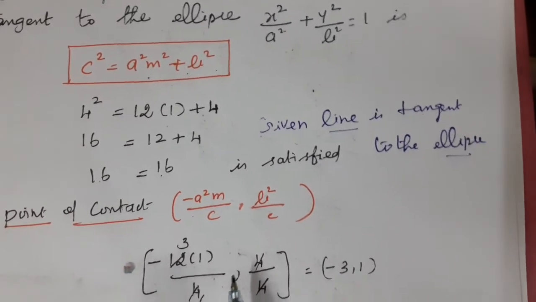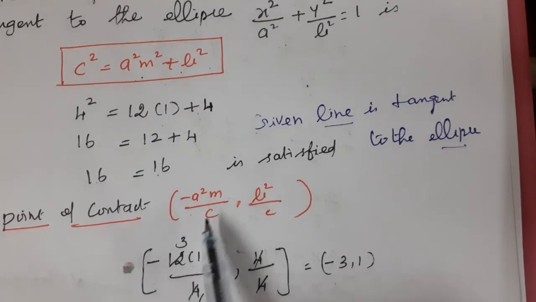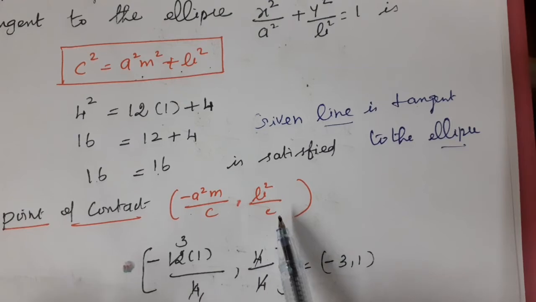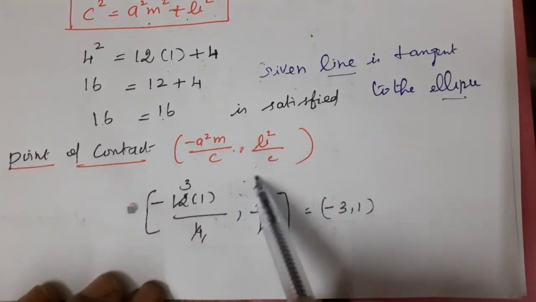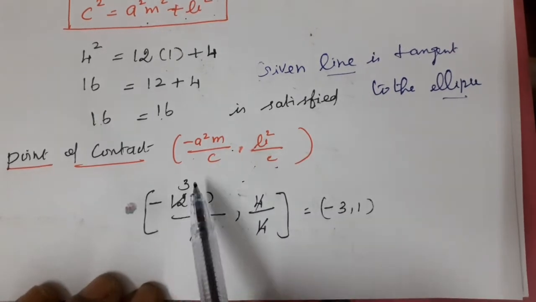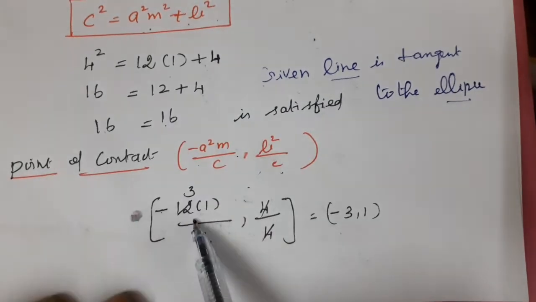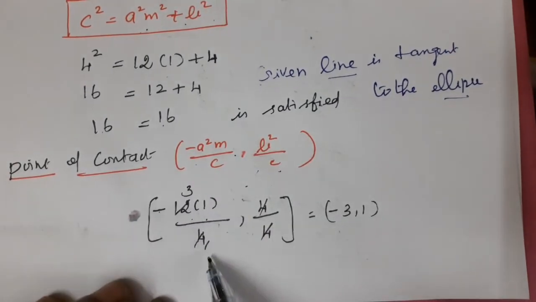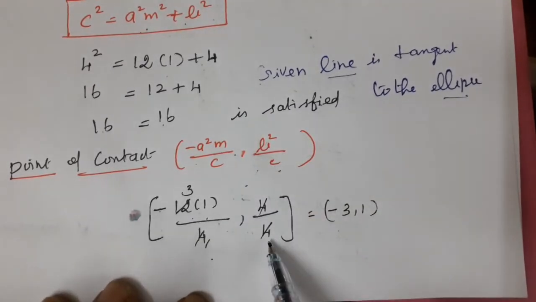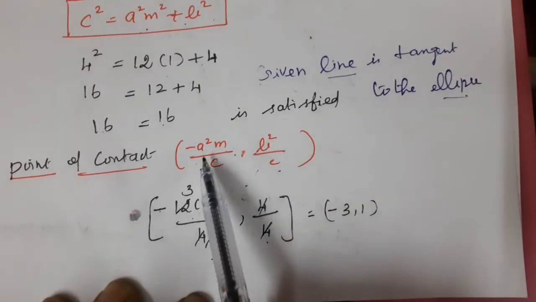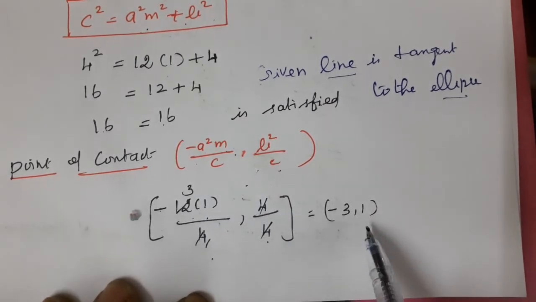The tangent meets the ellipse, so what is the point of contact? This is also a formula: minus a squared m by c, comma b squared by c. Very easy, but the formula is a must. What is our a squared? a squared is 12. The m value is 1, divided by c, which is 4. b squared is 4, again divided by c, which is 4. You substitute the m, a squared, b squared and c values, and get the result: minus 3 comma 1.